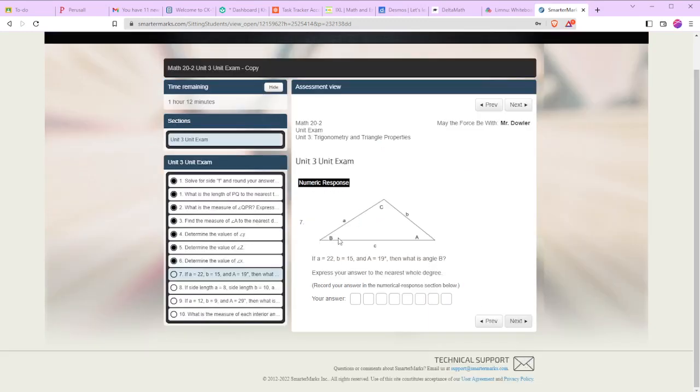Now here, we need to find angle B, given length A, length B, and angle A. So this is another application of the sine law. So this is the inverse sine of 15 divided by 22 times the sine of 19. So to the nearest whole degree, 12.82525393355. That rounds to 13.